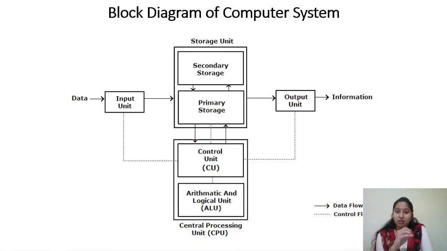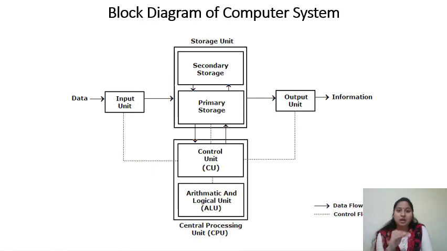Now next is the arithmetic and logic unit. Arithmetic and logic unit is mainly the processor of the computer system, in which all the arithmetic and logical operations will be performed. Okay, so these are the two parts of central processing unit.